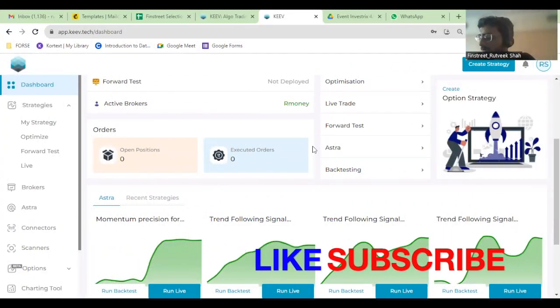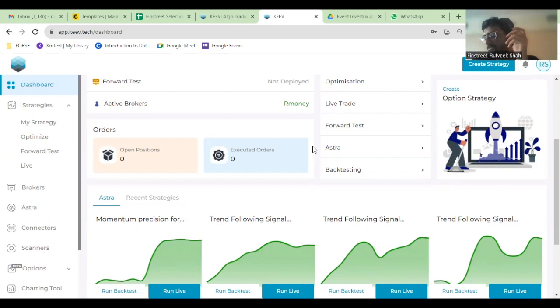So today we are going to talk about how you automate basically indicator based delta trading strategies.